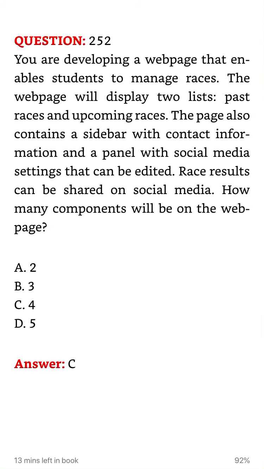Question 252. You are developing a web page that enables students to manage races. The web page will display 2 lists, past races and upcoming races. The page also contains a sidebar with contact information and a panel with social media settings that can be edited. Race results can be shared on social media. How many components will be on the web page? C, 4.